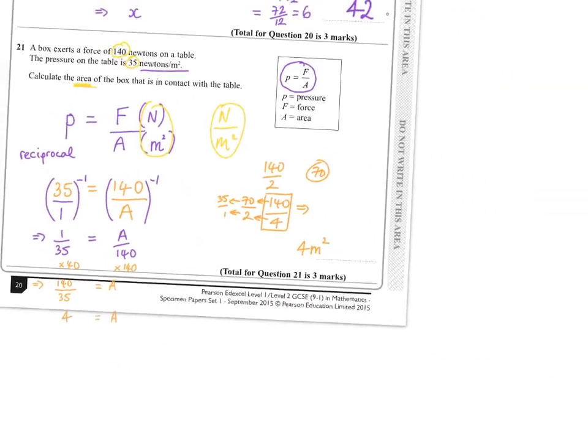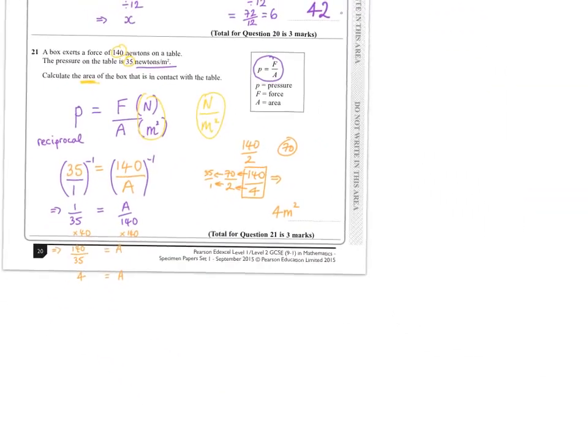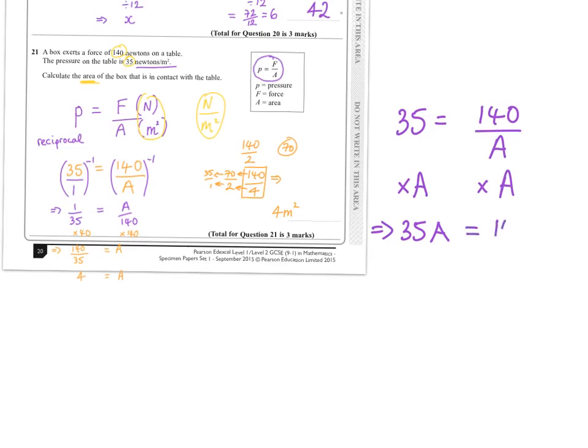Another way of looking at this, if you're not happy with that, is that when you had your original question here, 35 equals 140 over A, instead of inverting both sides, i.e. doing the reciprocal, you could have just timesed both sides by capital A, and then you would have had 35 lots of capital A for the area would be 140, and then 35A means 35 times A, so if you divided both sides by 35 in this case, you would then have A equals 140 over 35, which is 4.